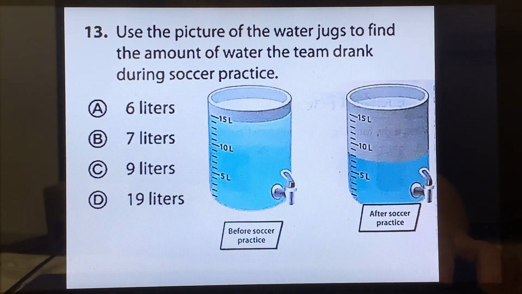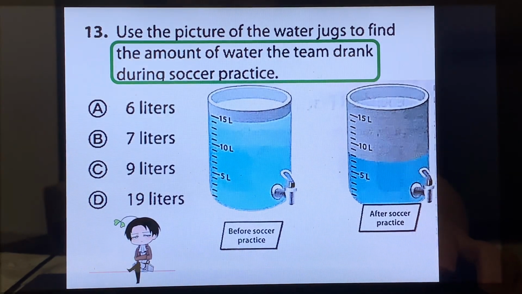Use the picture of the water jugs to find the amount of water the team drank during soccer practice. How much water did the team drink during soccer practice? The first water jug shows you the amount of water before soccer practice. The second water jug shows you the amount of water after soccer practice. How much water did the team drink?